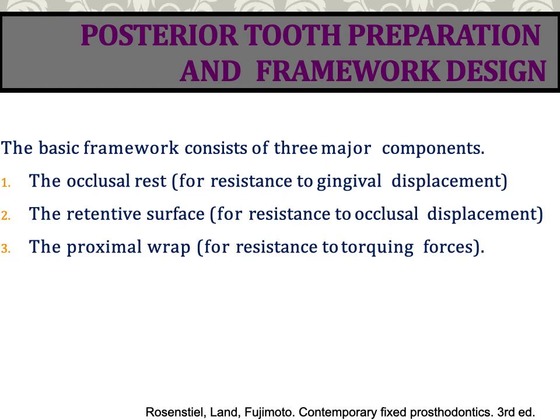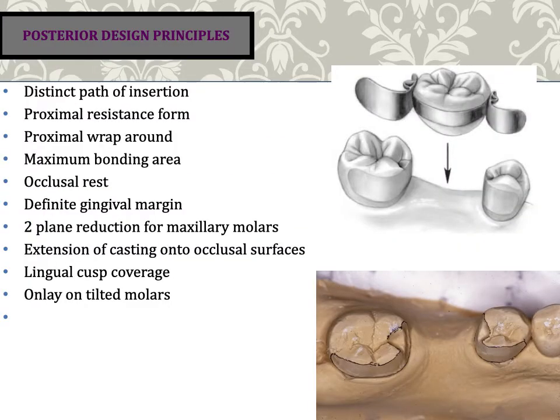Coming to posterior tooth preparation and framework design, the basic framework consists of three major components: the occlusal rest for resistance to gingival displacement, the retentive surface for resistance to occlusal displacement, and the proximal wrap for resistance to torquing forces.